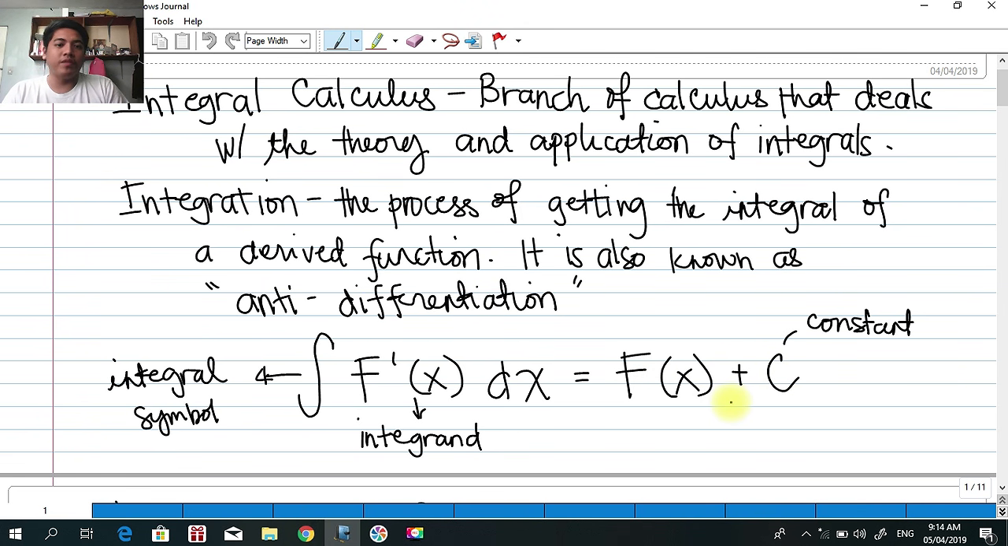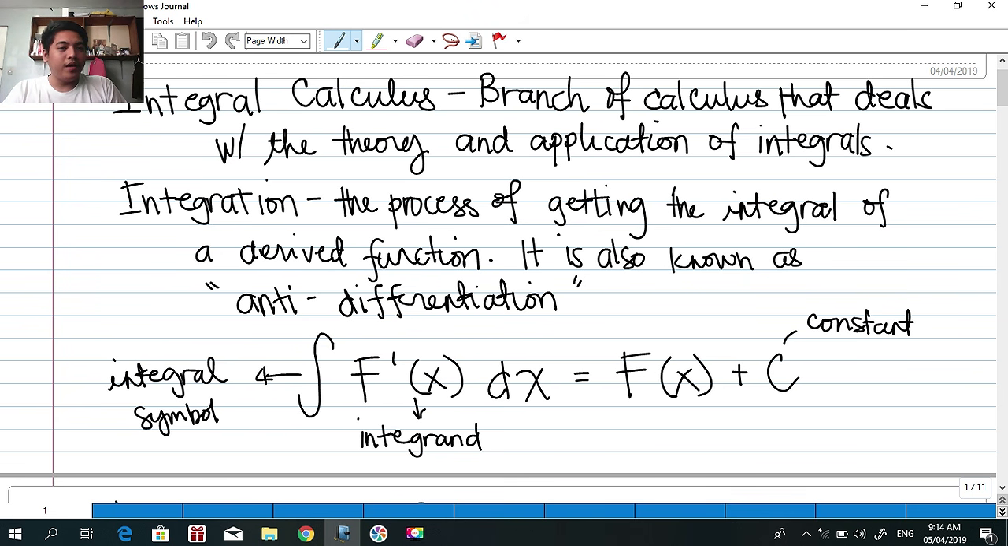For example, the derivative of x squared plus 2. So the derivative of that is 2x. So when we get the integration of that, we should include the plus c, which represents the 2. Okay, so whenever we do integration, we're always finding the original function of the derived function here.